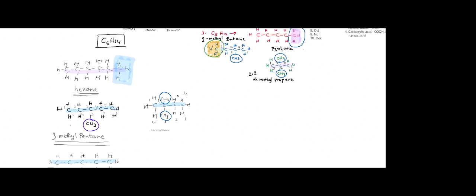Okay, we have made... I had a question. Yes, Viraj, go on. Miss, can I draw an isomer over here? I don't know how to name it. Go on, do it.